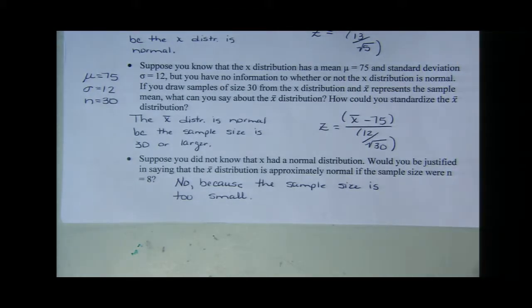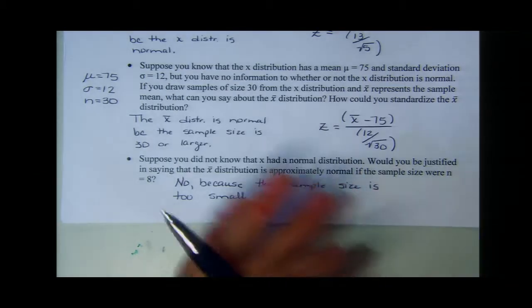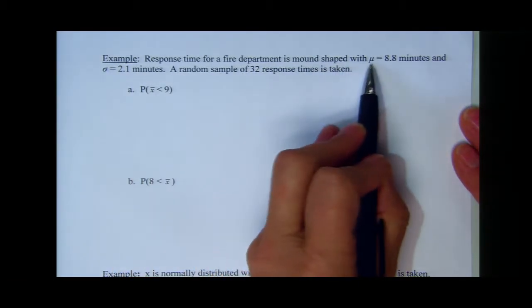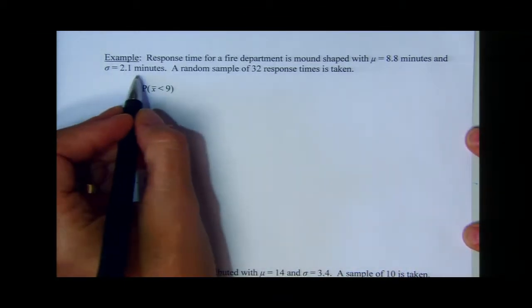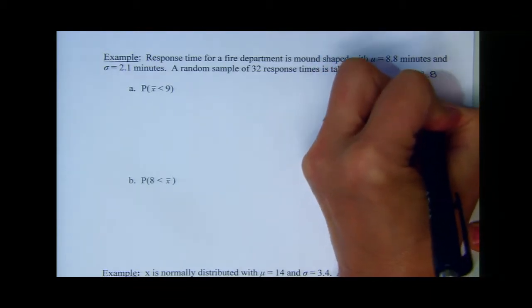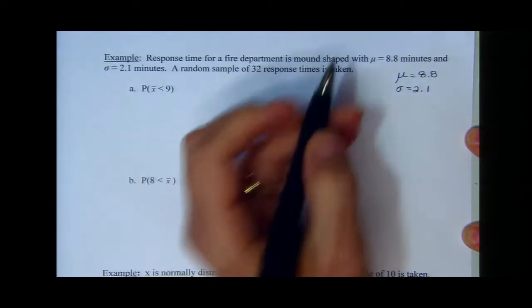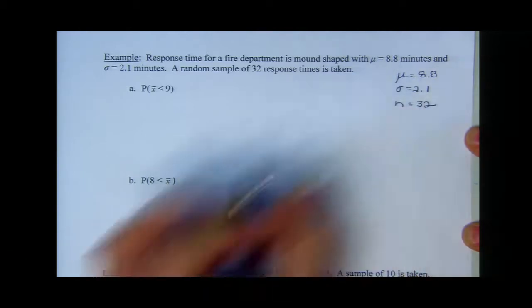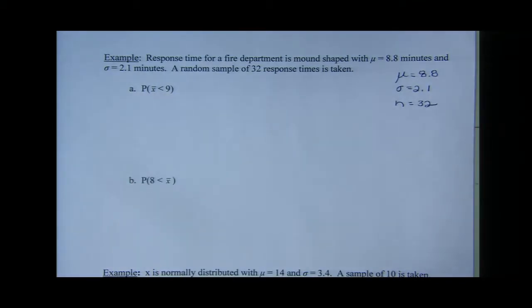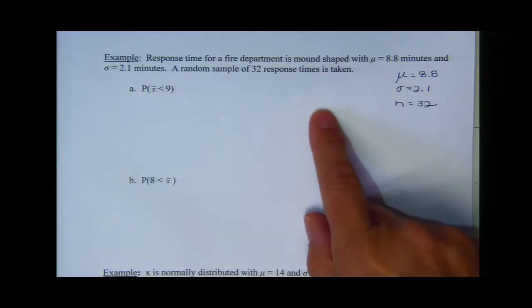All right, so let's look at some examples that apply the central limit theorem. Response time for a fire department is mound-shaped with mu equal to 8.8 minutes and sigma of 2.1. So mu equals 8.8, sigma equals 2.1. A random sample of 32 response times is taken. So n equals 32. All right, when I look down here, I see that it's asking me to calculate X bar. So I need to ask myself two questions. One, does it tell me it's normally distributed? Well, when I read this, nowhere do I see normal distribution.